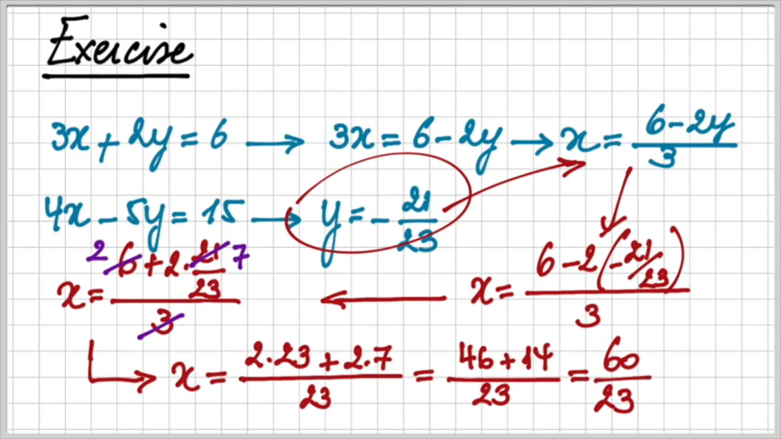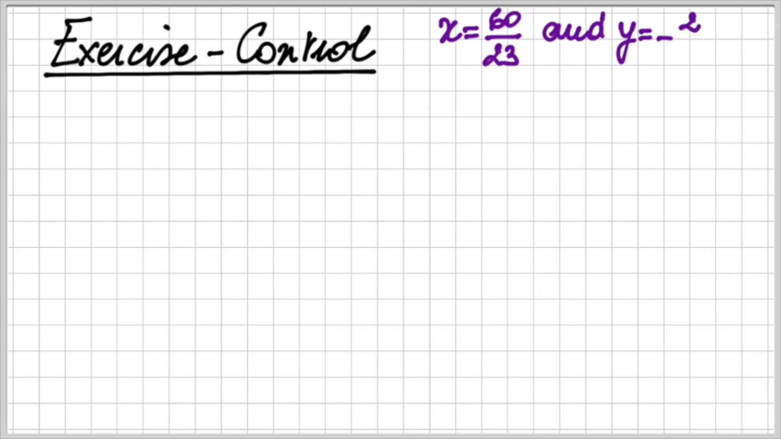So we found the second coordinate. The only thing that we still have to do now is to verify if these are correct by replacing x and y in both of the equations to see that we find the solution. Now we have the control of the solution, and we have the coordinates x is 60 divided by 23, and y is minus 21 divided by 23.